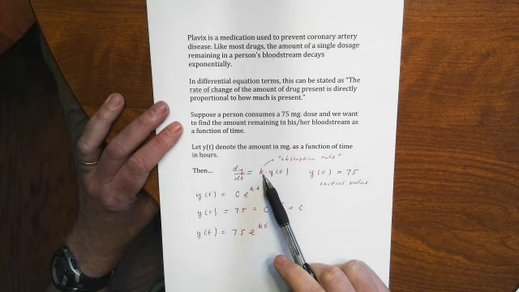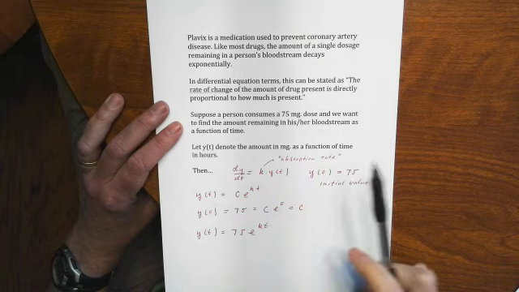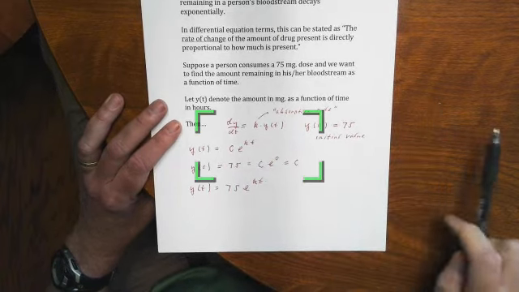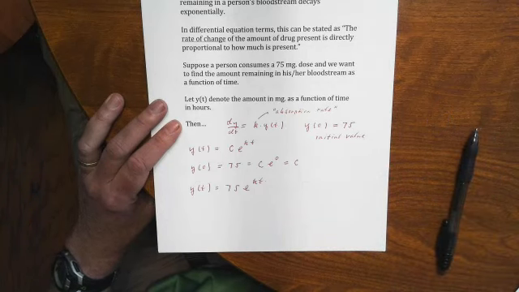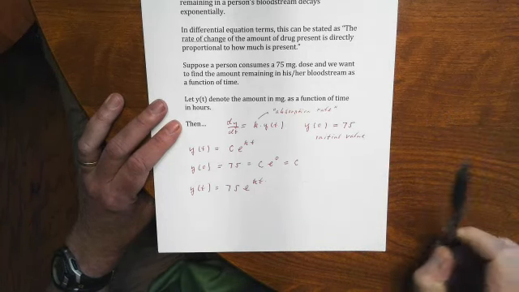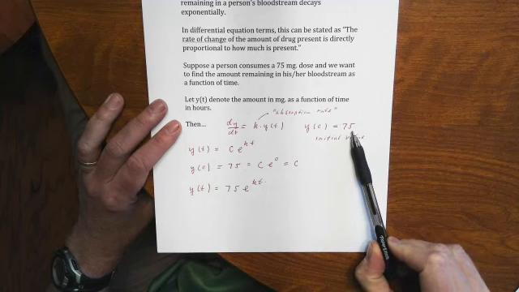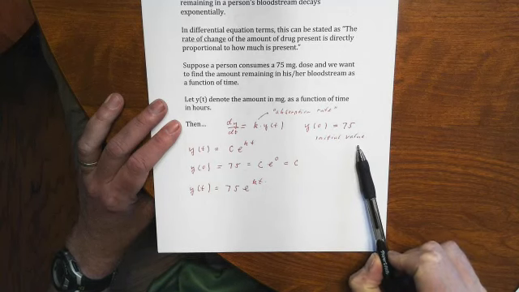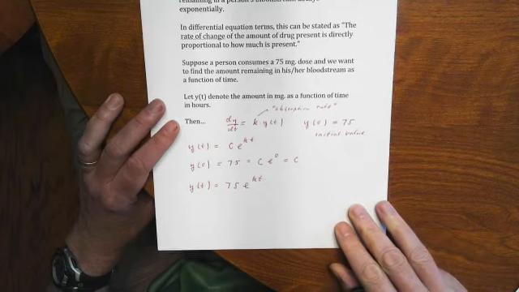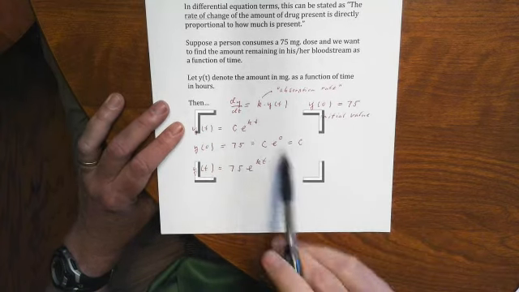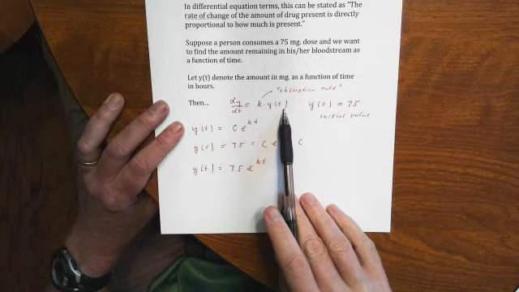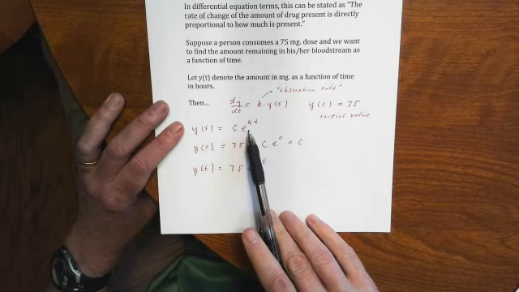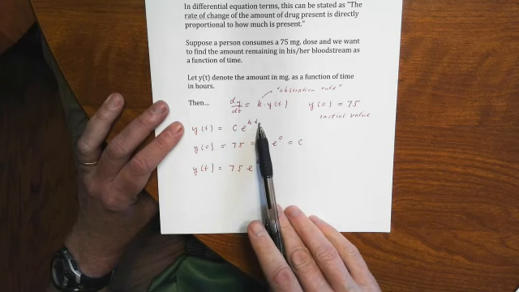And this constant of proportionality k is an absorption rate. It would depend upon the individual's body in terms of how it absorbed the drug from the bloodstream. We also know that at time 0 there are initially 75 milligrams because that's the dosage, and we call that the initial value. Now, a couple of pages ago we showed that the solution to this differential equation took the form of an arbitrary constant times e to the kt.